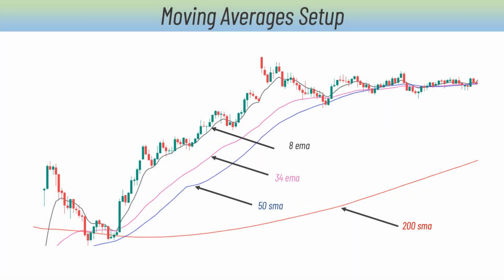Here is the setup of moving averages we are going to use today. You can see that the black line here is the 8 exponential moving average. The pink line is the 34 days exponential moving average. The blue line is the 50-day simple moving average and the red line is the 200 days simple moving average.